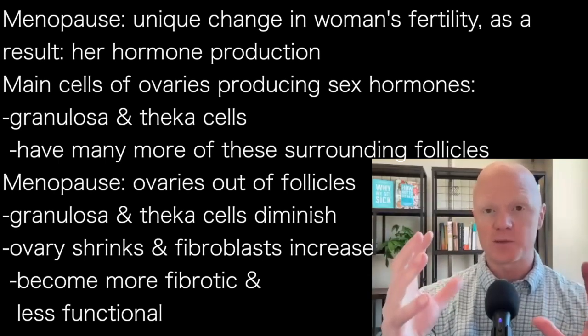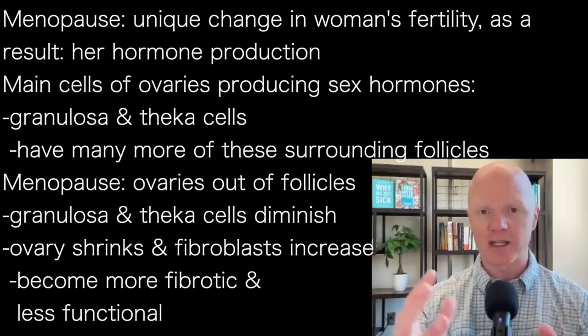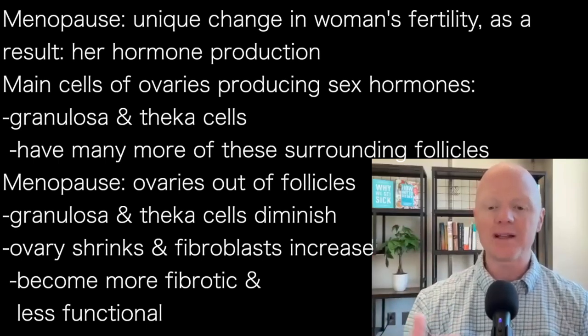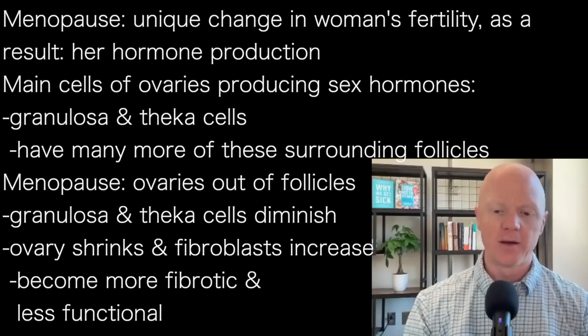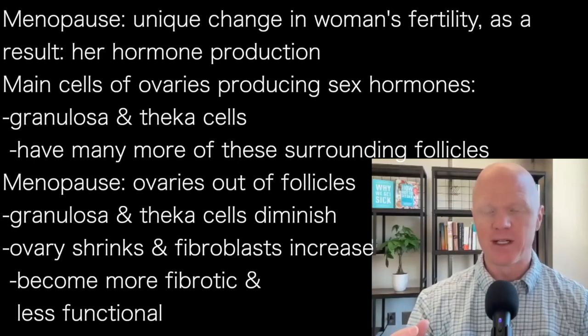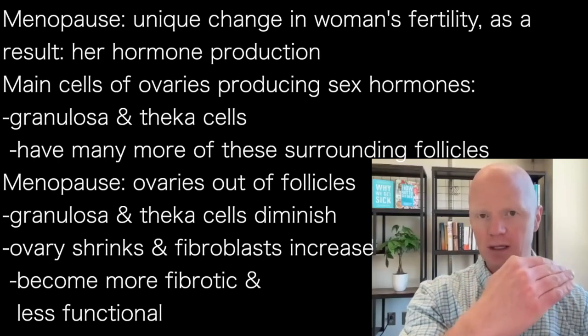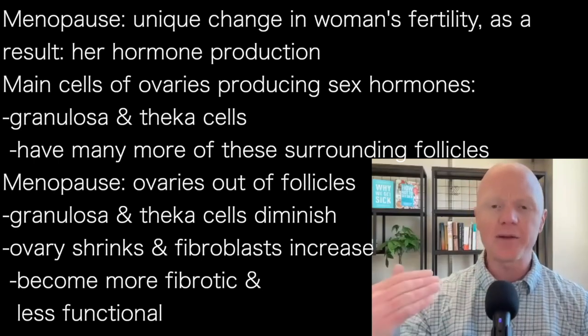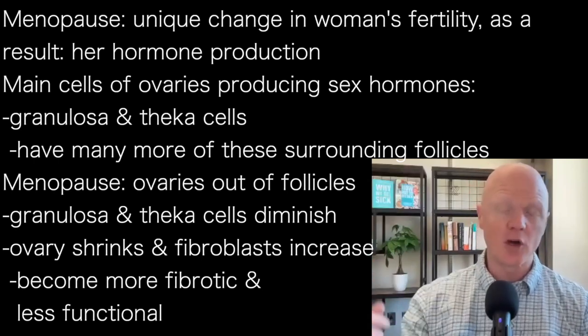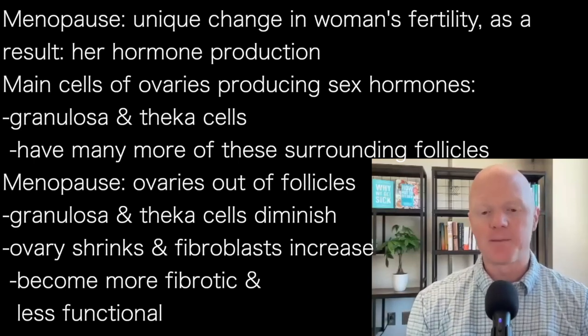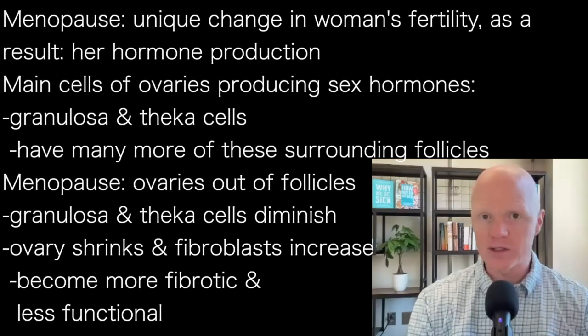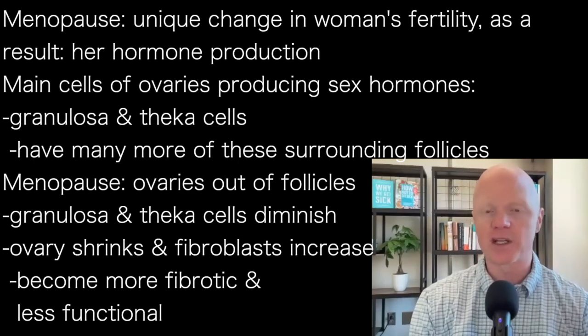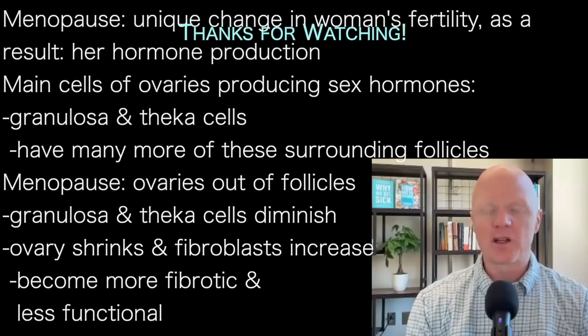So not only does this result in the ovary actually shrinking, it does get smaller, but the relative composition of the ovary, so the cells that make up the ovary, starts to shift somewhat. And as the granulosa and the theca cells go down in number, other cell types like fibroblasts go up. Now, a fibroblast is really the cell type of connective tissue and even scar tissue. Now, that's not to say that the ovaries are becoming scarred, but they're becoming a little more fibrotic, so a little less functional.